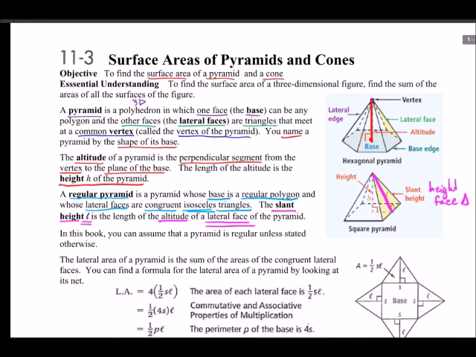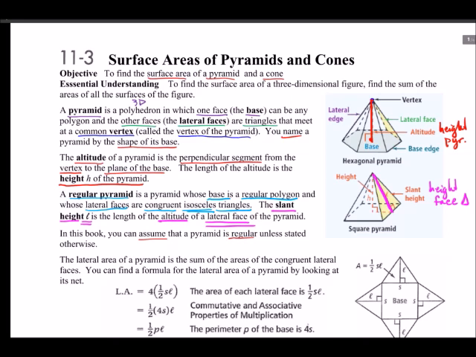So keep that separate from the height of the pyramid. This altitude is the height of your pyramid. So those two are very different things, and it's important to know which is which. Again, we are going to assume that pyramids are regular and right unless otherwise stated.